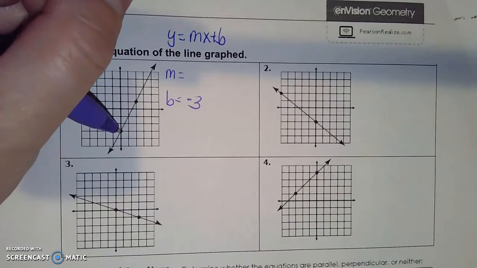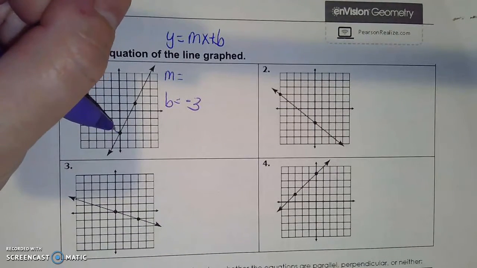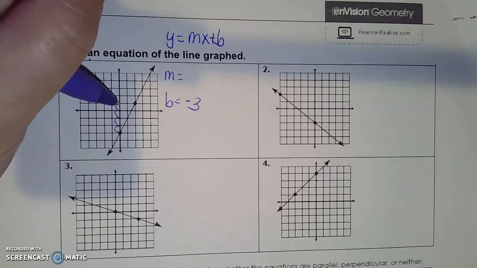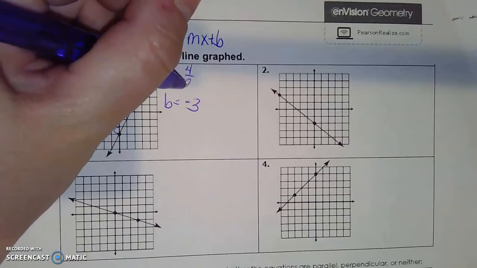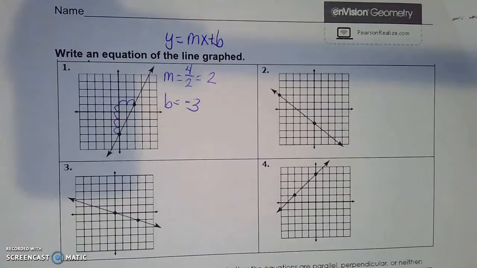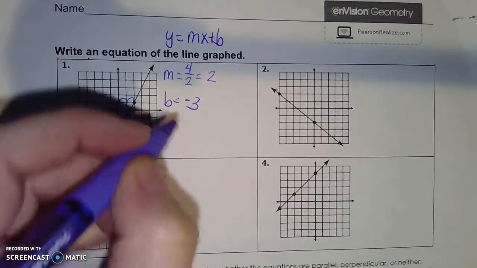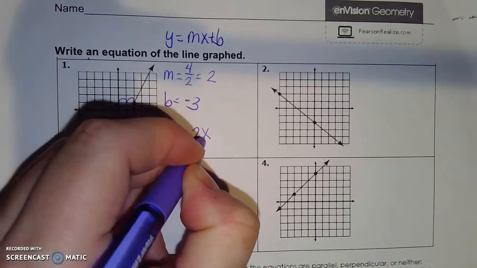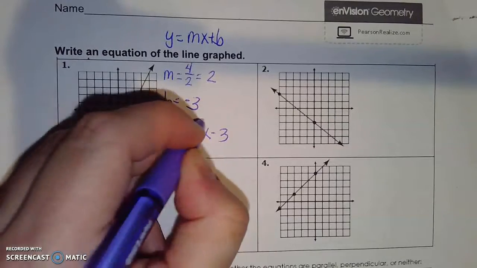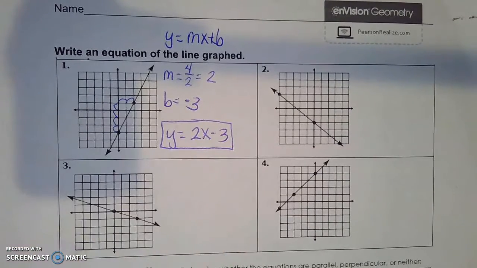And then to find the slope, you're again going to do rise over run. So 1, 2, 3, 4 over 1, 2 to the right. And 4/2 reduces to 2. So then when I write my equation, it's going to be y equals m, which is 2x, and then put your y-intercept on the end. I think I'm going to leave the rest of them for you to try as well.